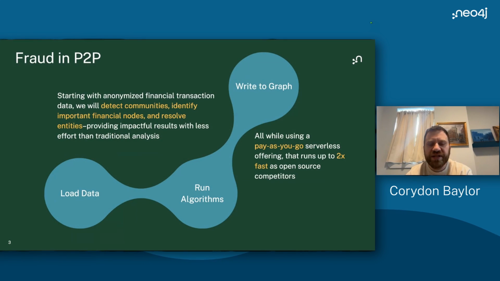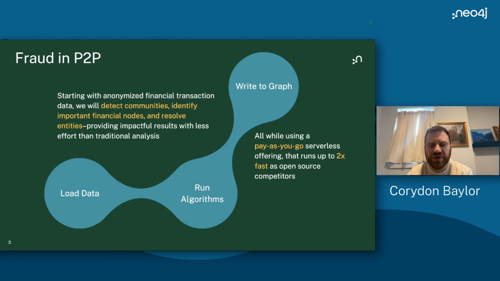So how are we going to take a look at that with Aura Graph Analytics? We're going to be starting with anonymized financial transaction data, and we will detect communities, identify important financial nodes, and resolve entities. And we're going to do all of that quicker than you can and with better results than you would with traditional analytics.